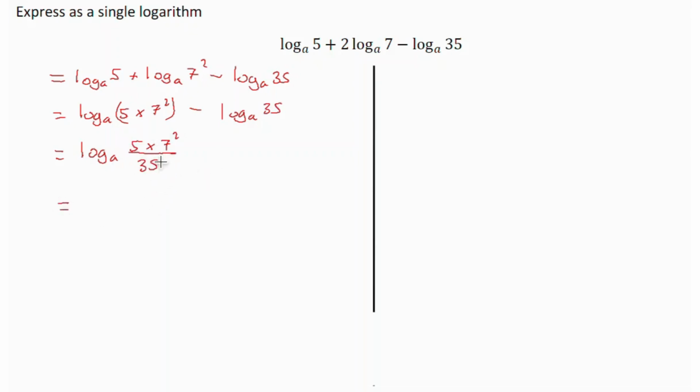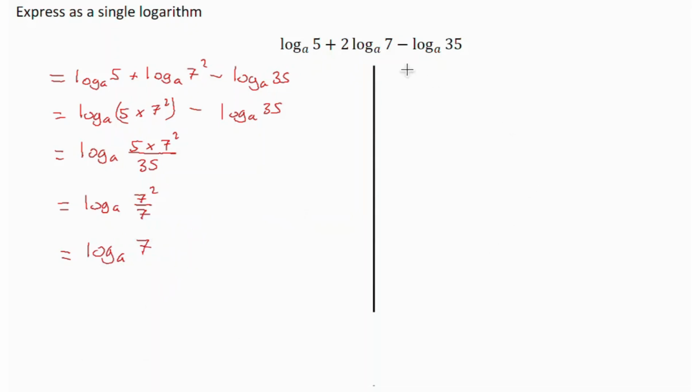We could leave it like that, but actually we can simplify here. That fraction inside the logarithm simplifies. The 5 can simplify with the 5 in the denominator, so we get left with 7 squared over 7, which finally simplifies down to log a of 7. So this whole thing simplifies down to log a of 7.